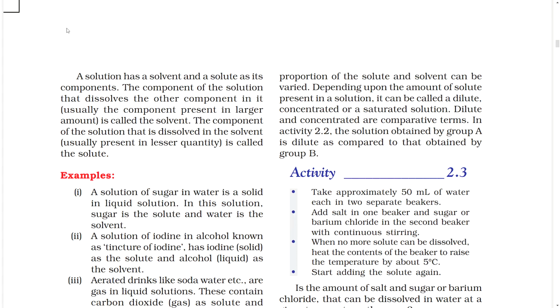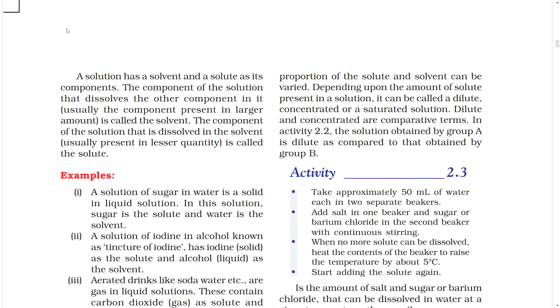A solution has a solvent and a solute as its components. The component of the solution that dissolves the other component in it is the solvent. Usually, the component present in larger amount is called the solvent. The component of the solution that is dissolved in the solvent, usually present in lesser quantity, is called the solute.